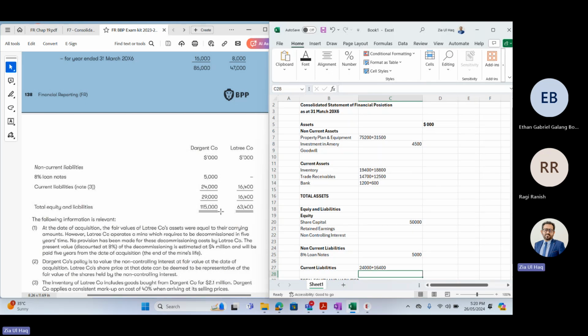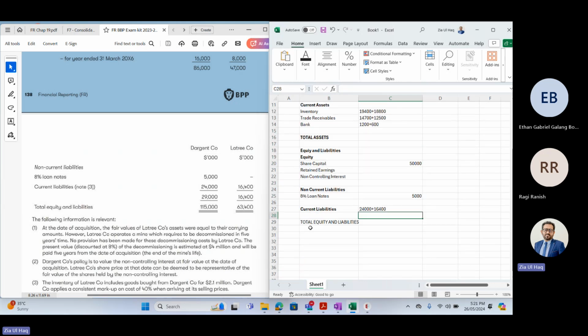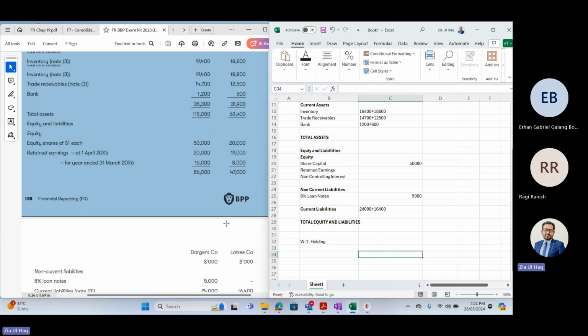Now we'll move towards adjustment. And we know we need to prepare some of the workings as well. So let's start those workings. Working one. And working one, we prepare normally for holding. Holding is there.